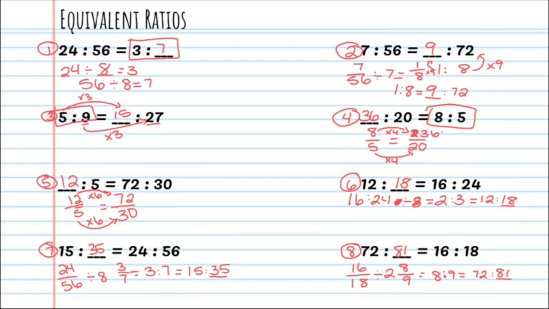So some of these are single step if you're starting with your simplified ratio. Some of them are going to be multiple step where you have to simplify it, then expand it out into a bigger equivalent ratio.